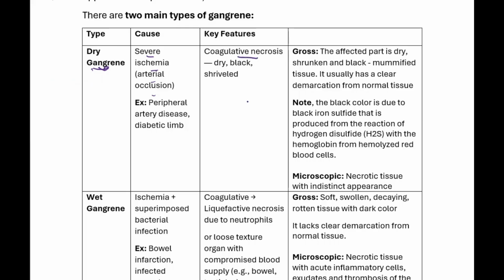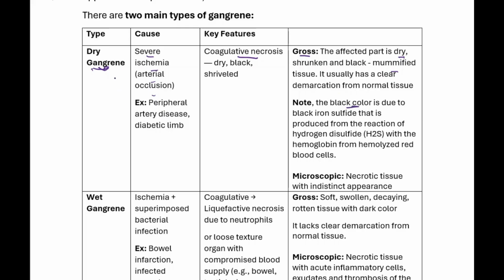So it's coagulative necrosis, whereby the tissue will be dry and black, right? When you look at dry gangrene on gross, the affected part will be dry, very small and black, which is what we describe as mummified tissue. And when you look at them, they usually have a very clear demarcation, so you can actually see where the black tissue starts. So what's causing this black color?